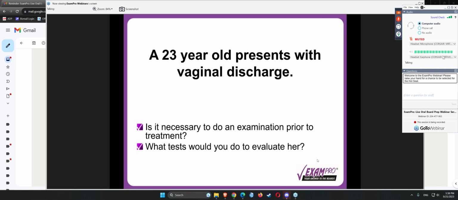And tests that I would do to evaluate, I usually start off with a pregnancy test because that can help me rule out certain treatments that I may or may not be able to do. And then my lab has a vaginitis swab, which is a PCR for gonorrhea, chlamydia, trichomonas, bacterial vaginosis, which includes Gardnerella, and then the different Candida swabs.